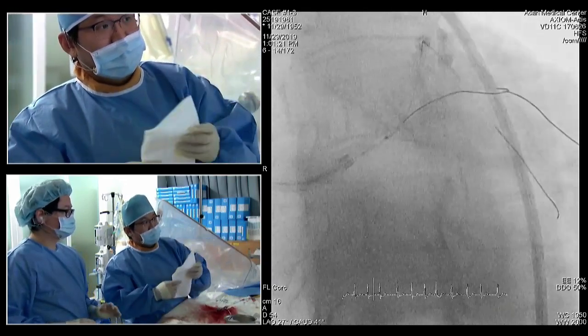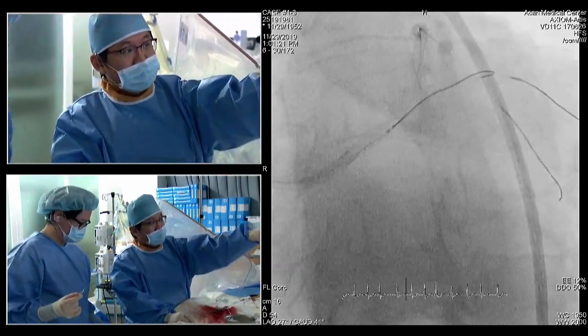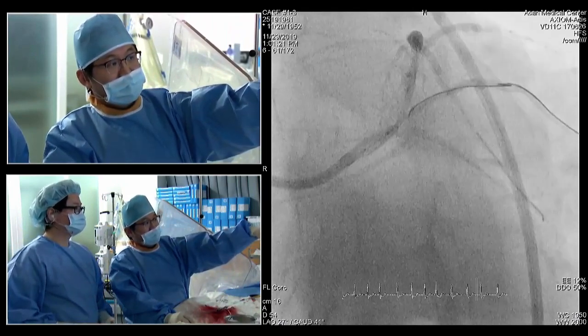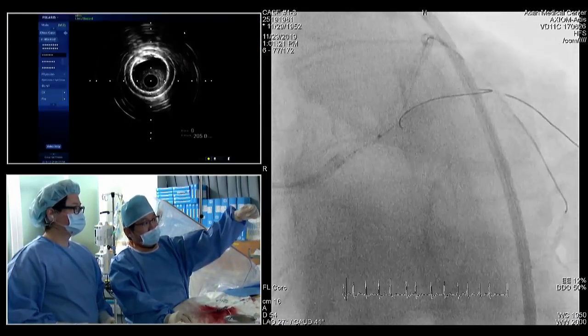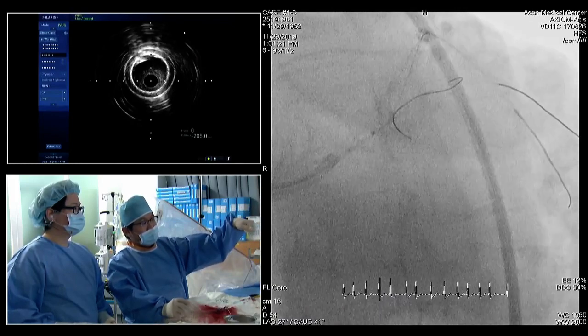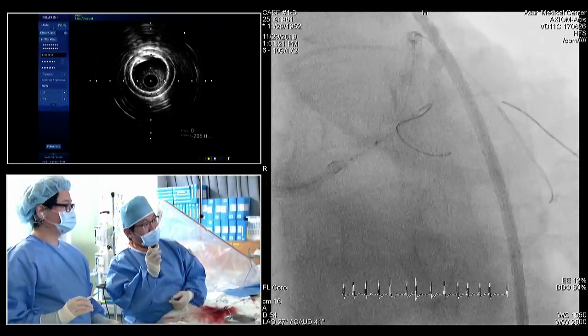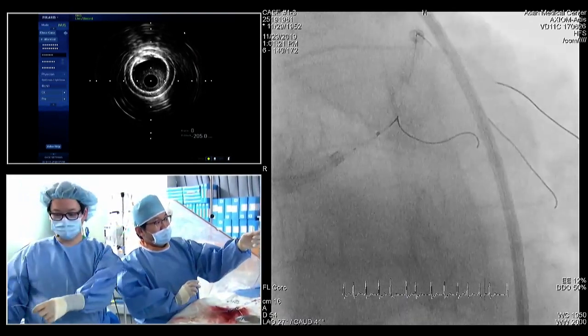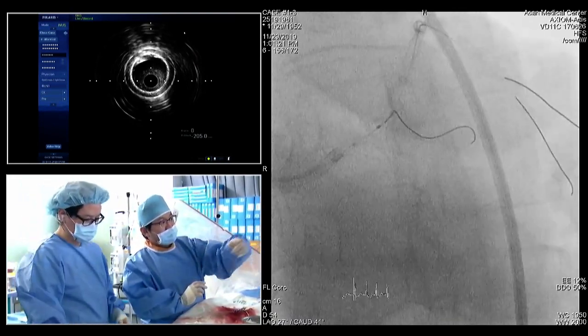After inserting the wire into the OM branch, then remove the Crusade catheter a little bit to the left main, and then retrieve the wire to the main and control the tip of the wire. Very elegant, very elegant. Initially, it goes to the OM branch.